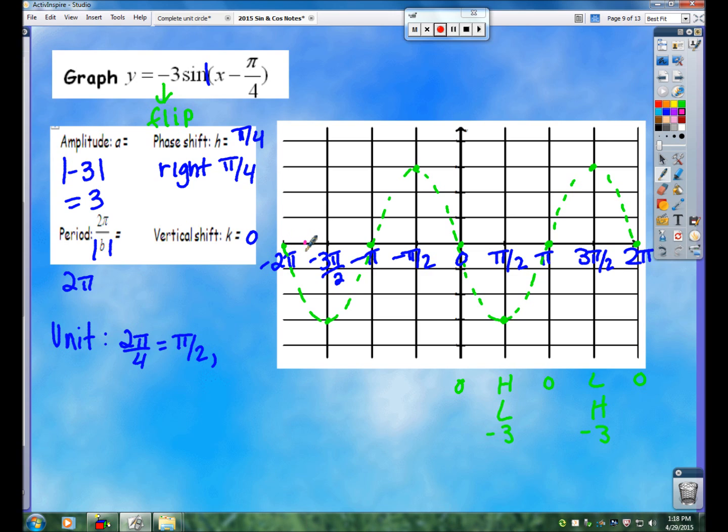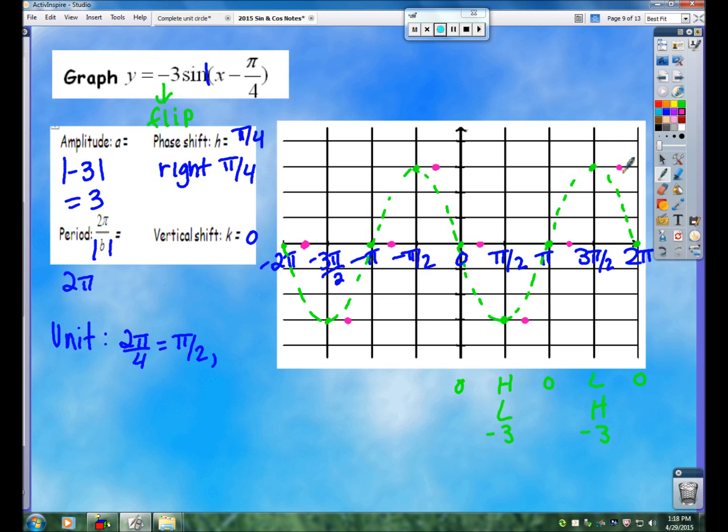Well, pi over 4 is halfway, 45 degrees. So that point's going to move to my pink point. This point down here, 45 degrees to the right. Each of these are moving 45 degrees to the right. Another option you have here is to get that first shift and then let that pattern take over again.